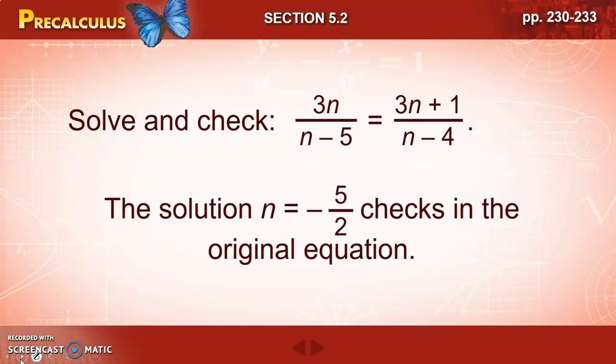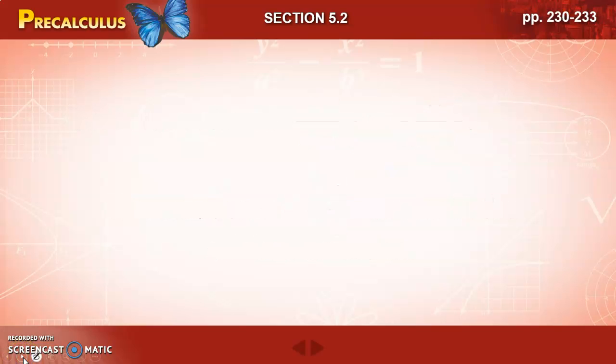We'll plug it back in, because we always want to make sure that we haven't introduced any extraneous solutions there, and n equals negative 5 over 2 does check in the original equation. If you plug that into both sides, what you're going to end up with is 1 equals 1. That is a true statement, and so that does check out.